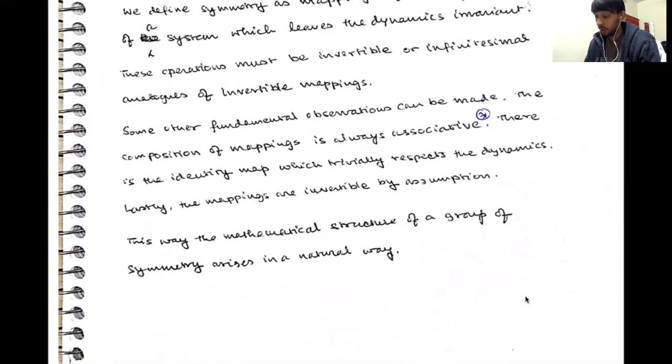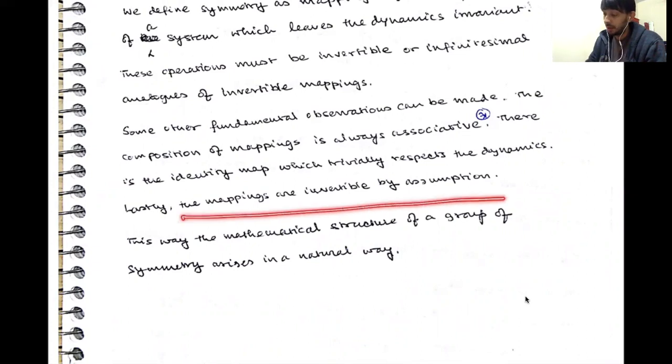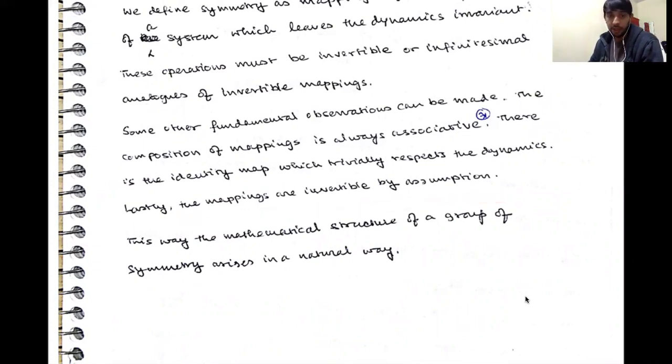Then there is also going to be the identity map, that is going to trivially respect. So that is going to leave the dynamics invariant. And lastly, these mappings are also going to be assumed to be invertible. Okay, so this is the way the mathematical structure of a group is going to arise in symmetry. This is where the mathematical structure of a group arises in a very natural way. Okay.